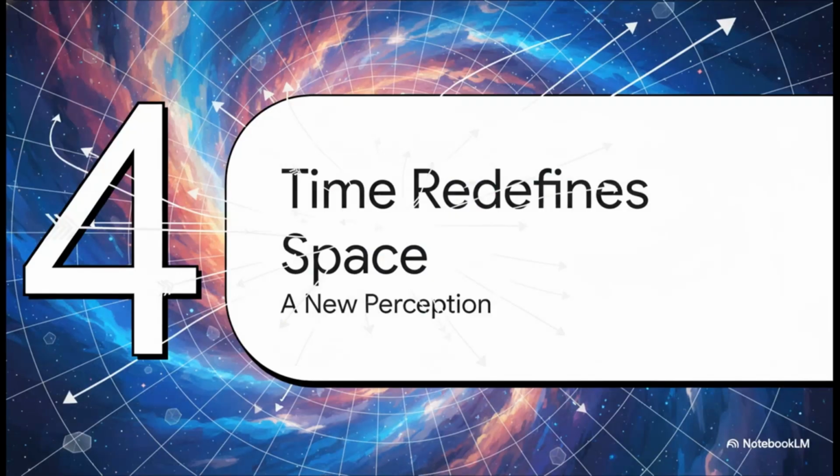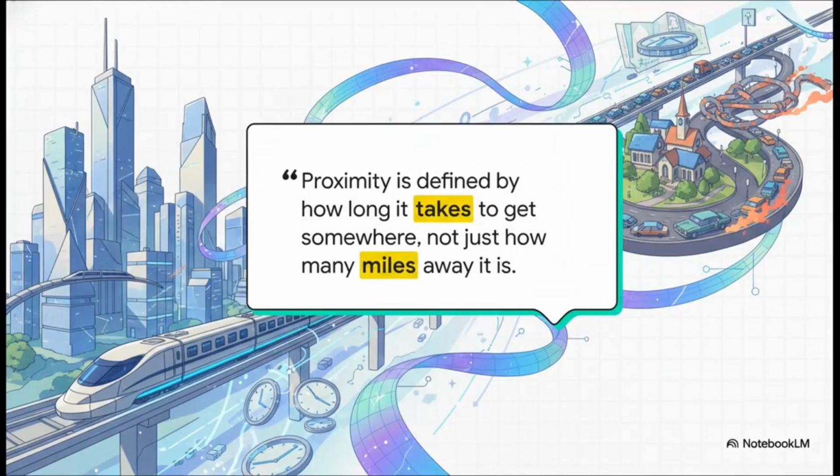You know, interacting with a map like this does more than just show you cool data. It fundamentally changes how you think about one of the most basic concepts we have, distance. Just let this quote sink in for a second. Proximity is defined by how long it takes to get somewhere, not just how many miles away it is. Seriously, think about that. Your office might be 10 miles away, but if it takes an hour to get there in traffic, is it really closer than a friend's house that's 20 miles away but only a 15-minute train ride?